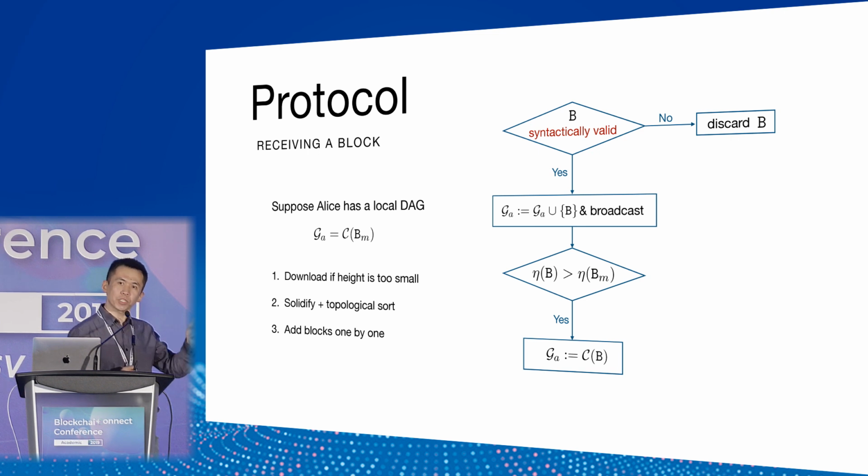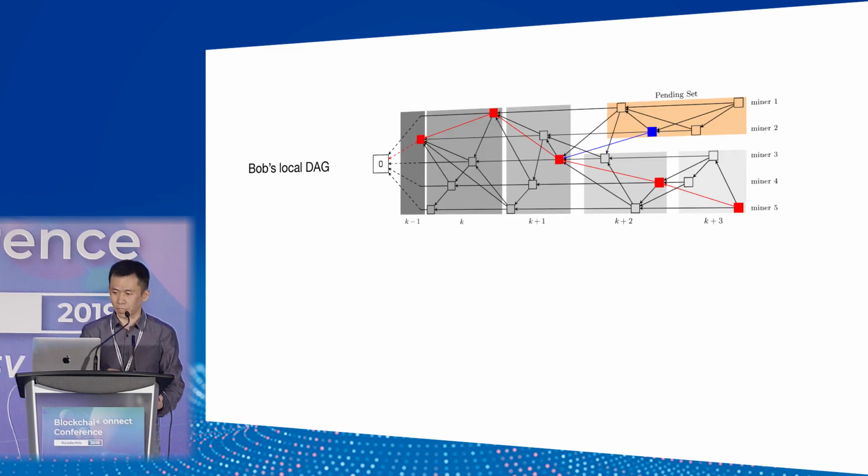But there's one more step for you to check. You need to check whether this block B is a milestone. If it is a milestone, and if its height, we use eta to denote this height, is bigger than the height of your local DAG, then you need to perform a major switch. It's what I wrote in the last block. So let me explain the major switch in detail.